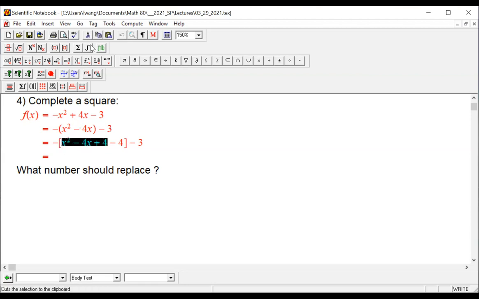Regroup these 3 numbers, and these 3 numbers make the perfect square. That perfect square is x - 2 squared. And we still have -4 here, sorry, -4. And there's a -3 outside.